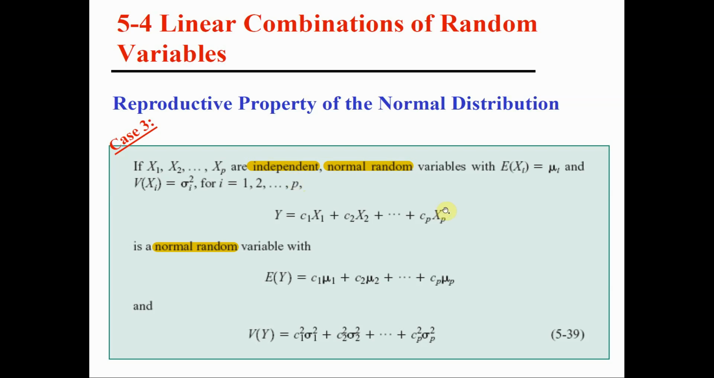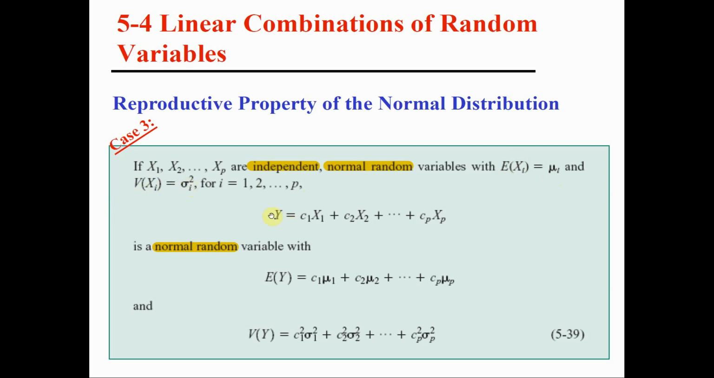The expected value of each one of the variables is called mu i. So the expected value of x1 is called mu1, the expected value of x2 is called mu2, and so on. The same for the variances. The variance of x1 is called sigma 1 squared, the variance of x2 is called sigma 2 squared, and so on.